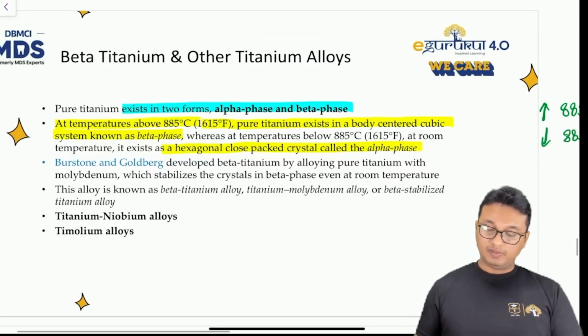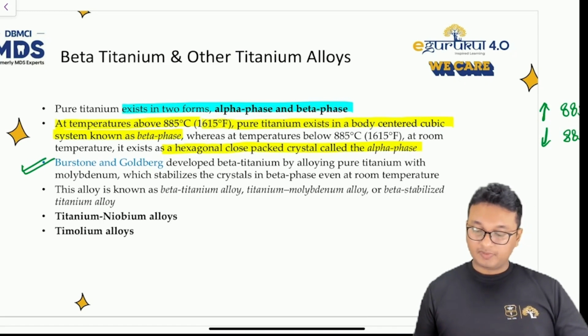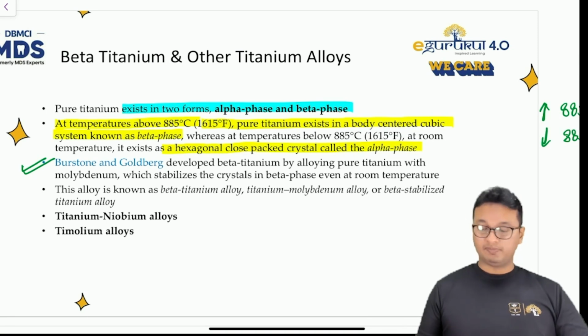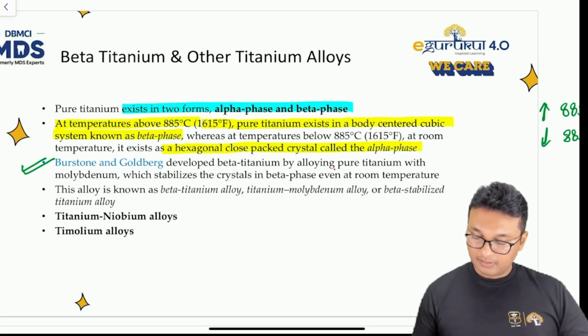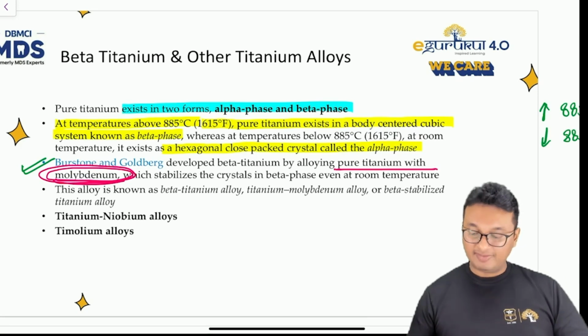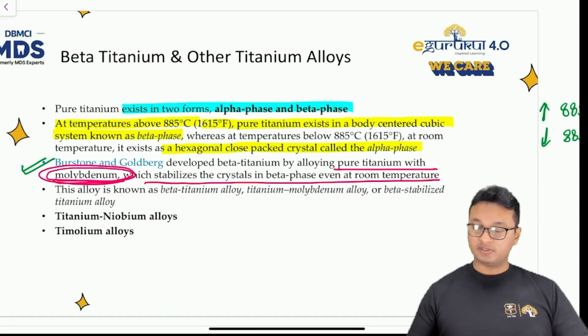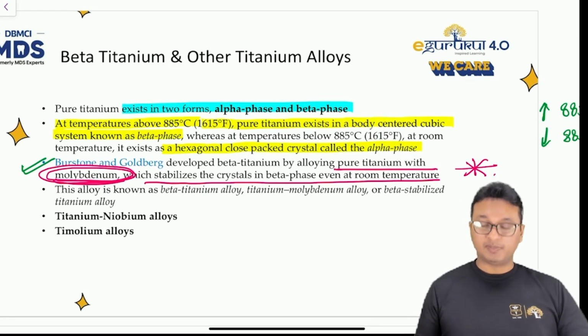Okay. Now Burstone and Goldberg were the two pioneers who developed beta titanium with molybdenum, which stabilizes the crystal in beta phase even at room temperature. Now you can ask me a question: if alpha phase exists at room temperature, why do we use beta titanium at all? How is it possible to even exist at room temperature? Well, the answer lies here, that Burstone and Goldberg had added molybdenum to titanium. This is the element they had added, which stabilizes the crystalline beta phase even at room temperature. So this is the reason why beta phase exists at room temperature.